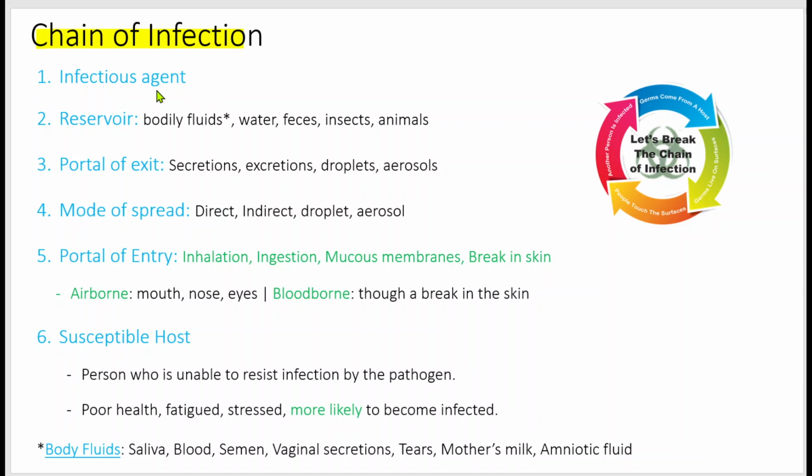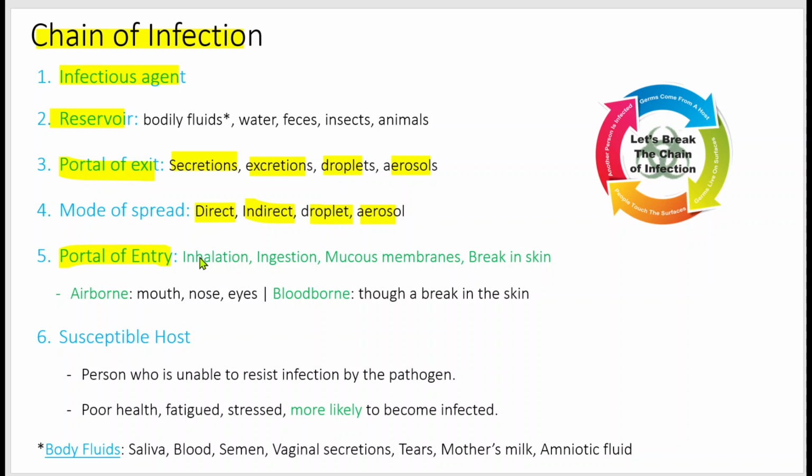This is the chain of infection that I was talking about. So, infectious agents, so virus or bacteria. Reservoir can be the bodily fluids, water, feces, insects, or animals. Anything can be a reservoir. Portal of exit can be secretions, excretions, droplets, aerosols. The mode of spread can be direct, indirect, droplets, or aerosol, which we'll talk about.